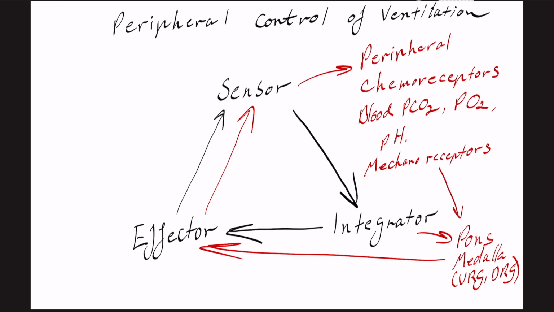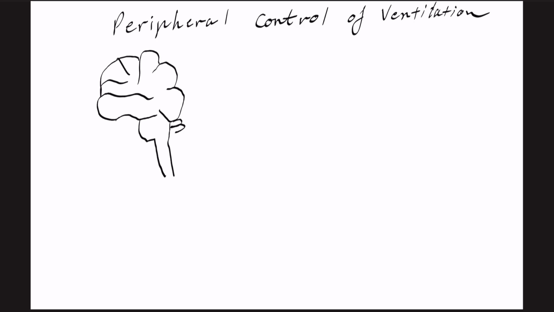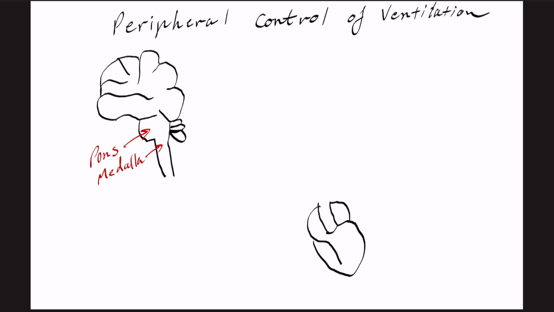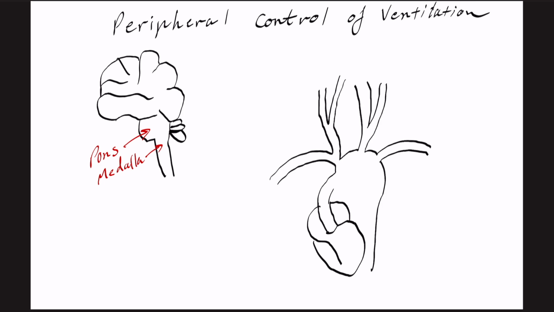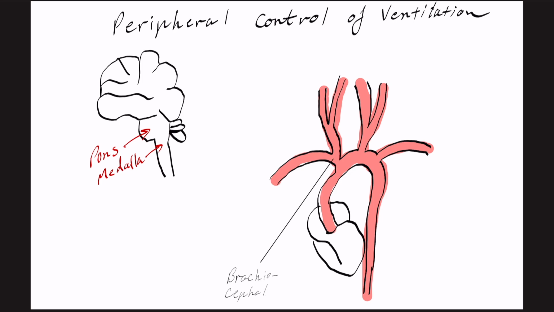maintain homeostasis. So here we have the brain and we've got the pons and the medulla, and remember these were where our central chemoreceptors were as well, but I'm specifically talking about it in the context of the integrator system here. And then on the right we have our heart, and then off the heart we have the aorta. It's important here, the aorta has some branches that come off it. The first one is the brachiocephalic artery, followed by the left common carotid artery, and then the left subclavian artery. And on the right, a branch off the brachiocephalic is the right common carotid artery.